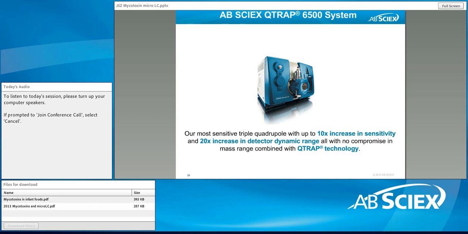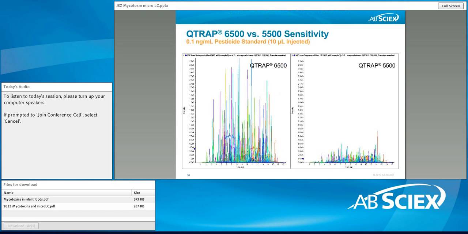So the SCIEX 6500 system, that is our most sensitive triple quadrupole instrument. Compared to the 5500, this will be up to 10 times increase in sensitivity. Also, because of a new kind of detector, we can also improve the dynamic range for the quantitation. So that means we have the possibility to monitor even more different classes of mycotoxins.